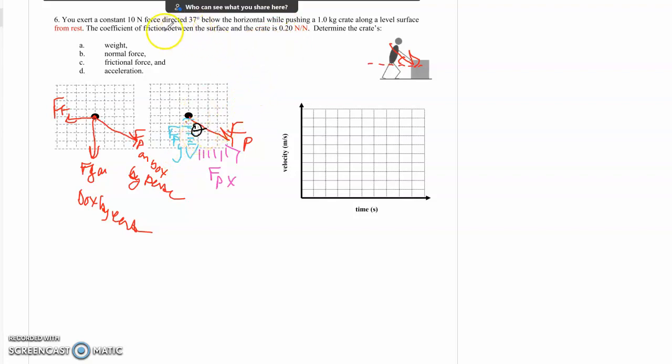So here's something to watch out for. Look what I just did. When I see this force push Y, the way I've drawn it, force push Y would be cosine. Do you see? Because it's adjacent. But it says that it's 37 degrees below the horizontal. So the theta that it's telling me is 37 is this one up here. Okay? So that means this theta is not 37. That's a right angle, and this would be 37.